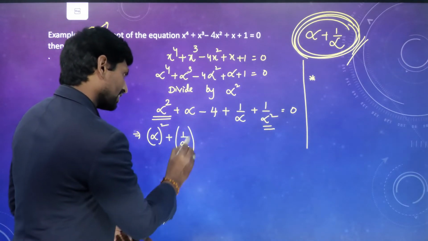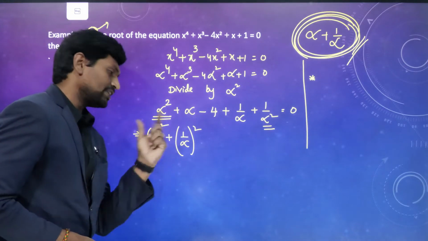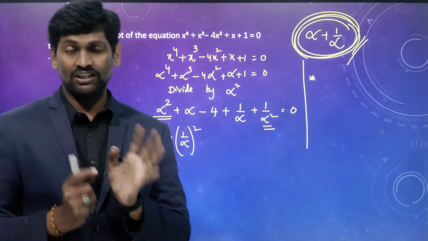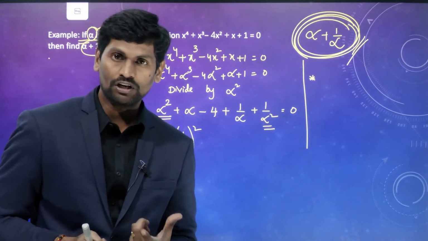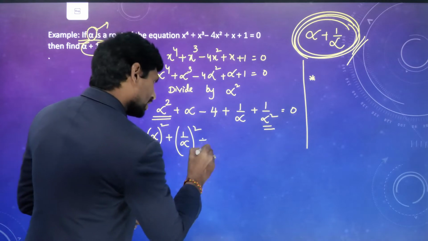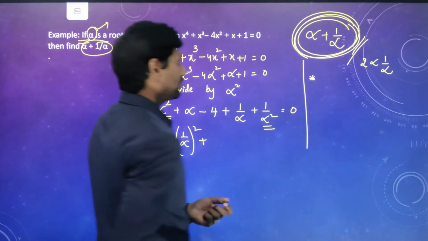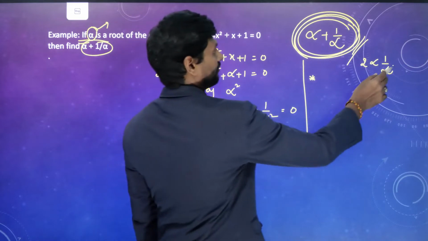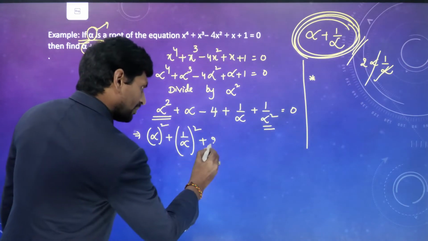Last term also I can write like this, it is like a square plus b square. I would like to convert them into a plus b whole square format. A square I got, b square I got, 2ab I should get. 2ab means what? 2 into alpha into 1 by alpha. So alpha cancels, 2 ones are 2. I want 2, so I am adding 2.